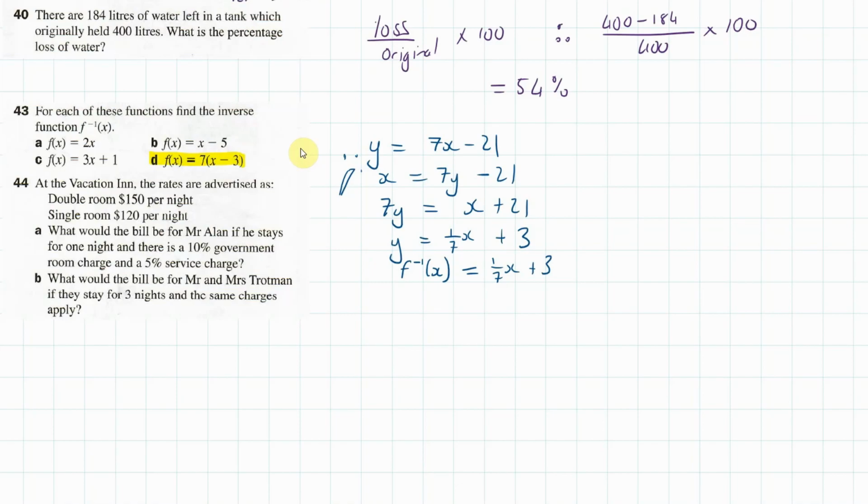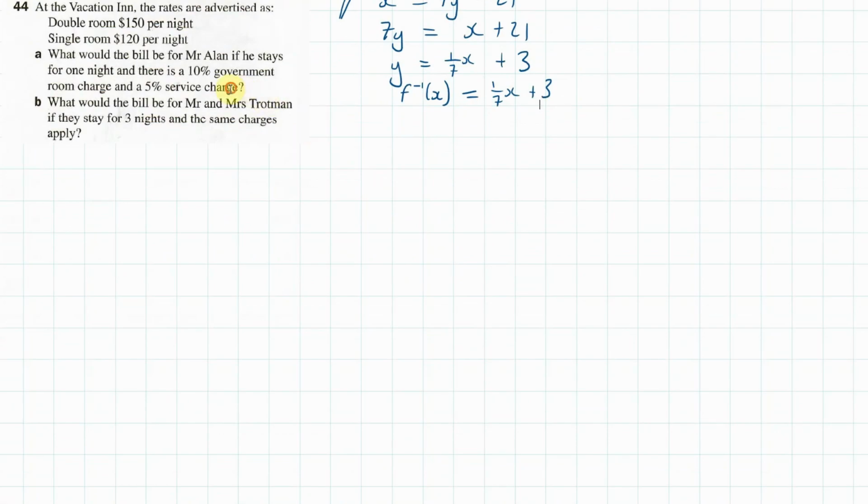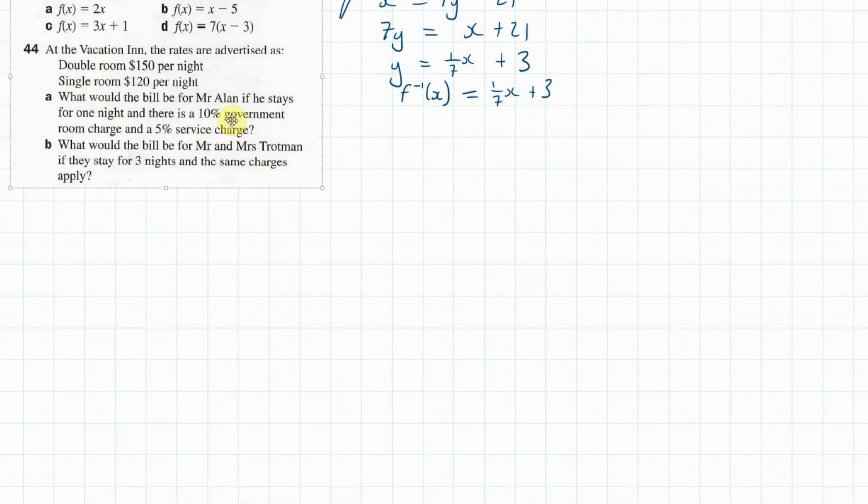Okay. Right, the last question of the day. At the Vatican, the interest rates are advertised as double room, blah, blah, blah. Mr. Allen states, well, there's a government room charge. Good old government. And a 5% service charge. Okay. Right, so for number 1, Mr. Allen, he's staying one night.